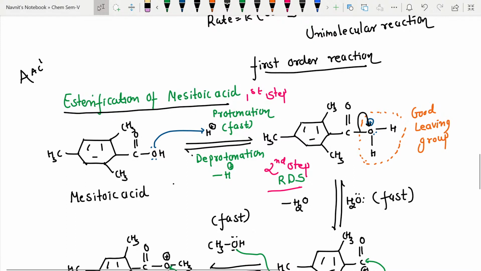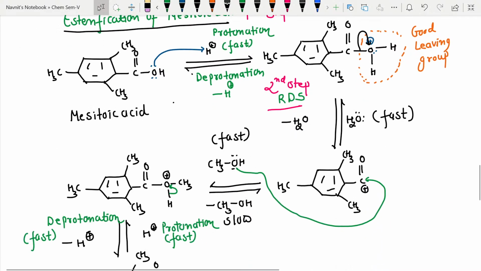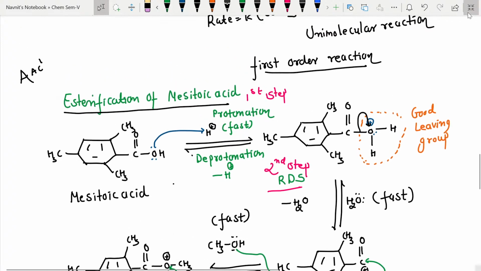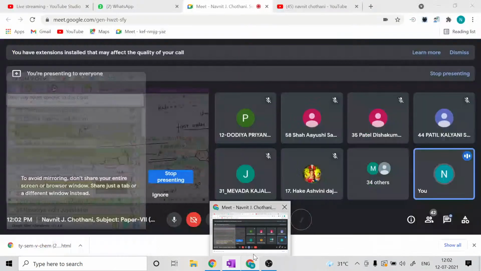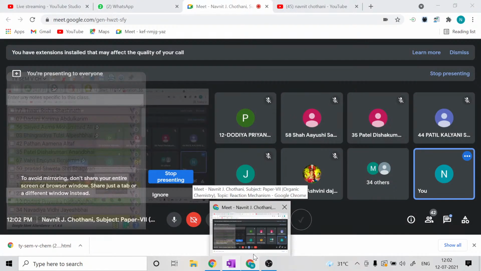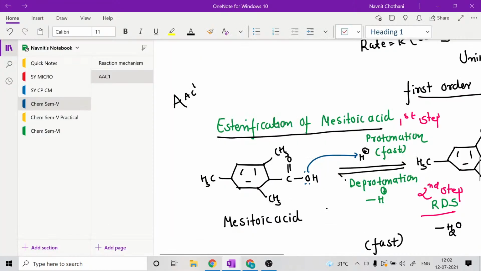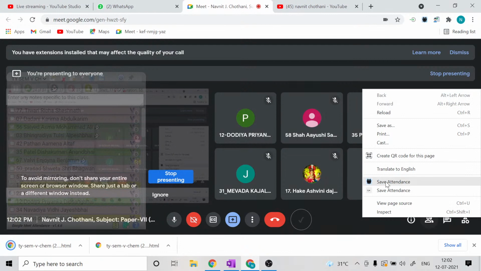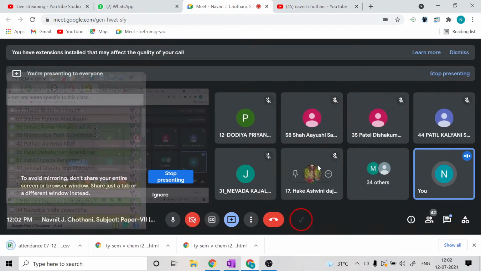Okay, so today we stop here. In the next class, we will continue with this mechanism, and we will discuss the rate determining steps of both of these reactions and why this acylium ion is stable. Okay, clear? Is there any doubt in this mechanism?